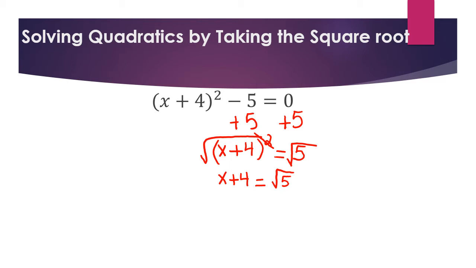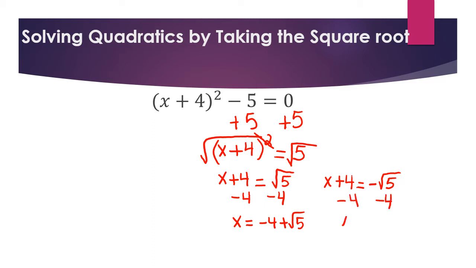I cannot simplify it. And at the same time, we also now know that we're going to end up with x plus 4 equals negative radical 5. So we have the positive root and the negative square root. So now all I need to do is to take away 4 from both sides of the equation to solve for x. And I'm going to end up with x equals negative 4 plus radical 5. And then same thing for the second equation where I have to take away 4. And then I'm going to end up with x equals negative 4 minus radical 5.